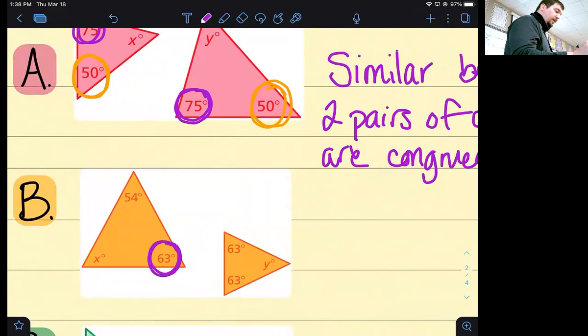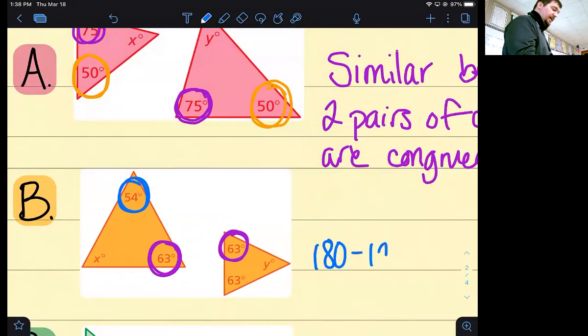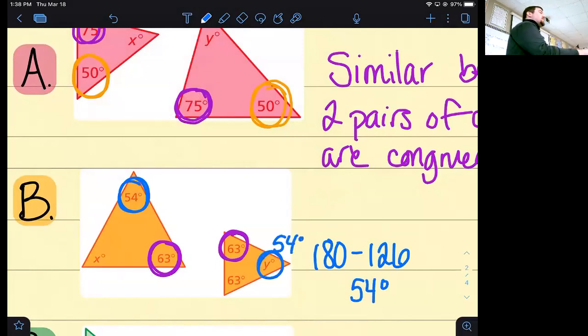Is there a 63-degree angle in the other triangle? Yes. Is there a 54-degree angle in the other triangle? No. Are you sure? There could be, let's check. 180 minus 63 and 63 makes 126. Who can do that math for me real quick? 54. There is a 54-degree angle in the other triangle. So this is 54 degrees. They tried to trick you. Just because you don't see it initially doesn't mean it's not there. You might have to use the triangle sum theorem to double check that there are not two sets of corresponding angles.